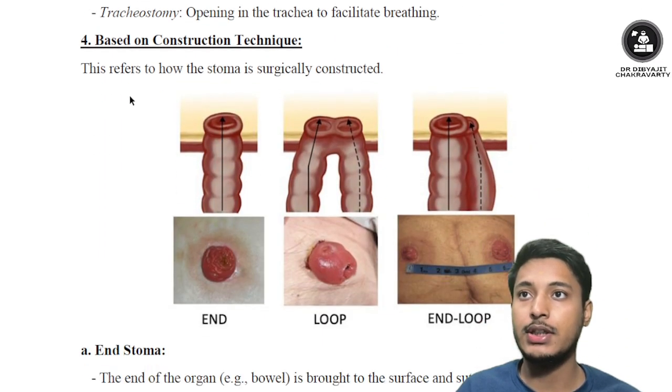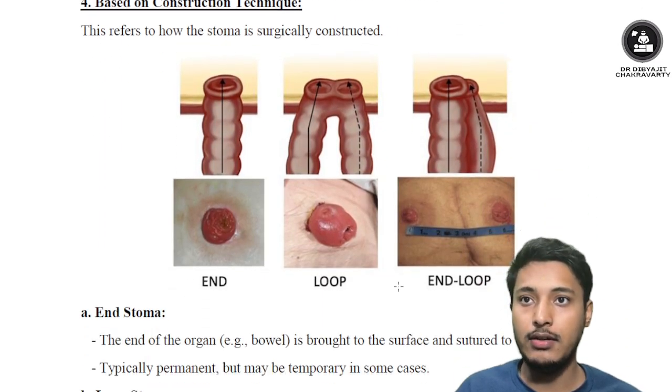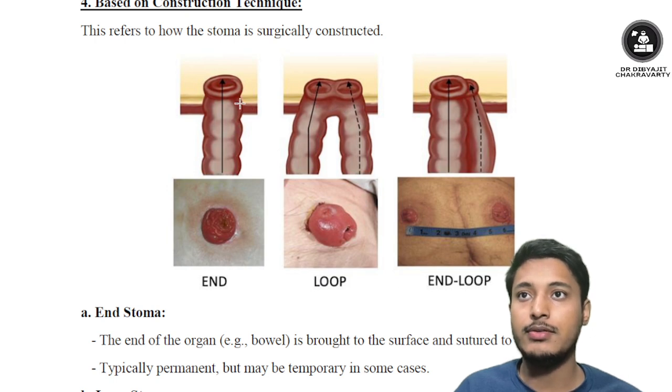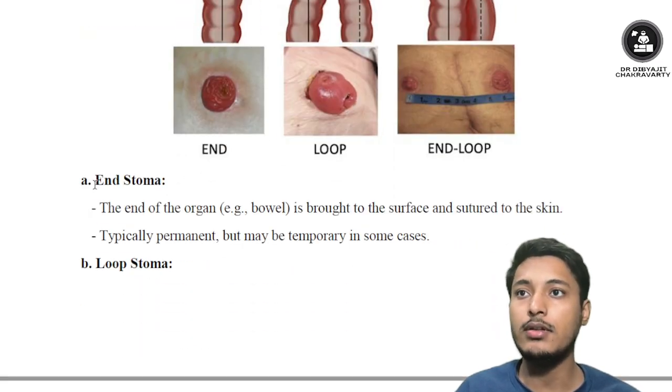Based on the construction technique, this may be an end, loop, or double barrel stoma. Like in this first picture, we can see that a single bowel loop is exteriorized. In the second, we can see a posterior wall in continuity, but anterior wall exteriorized as stoma. And in double barrel, we can see two different bowel loops exteriorized separately.